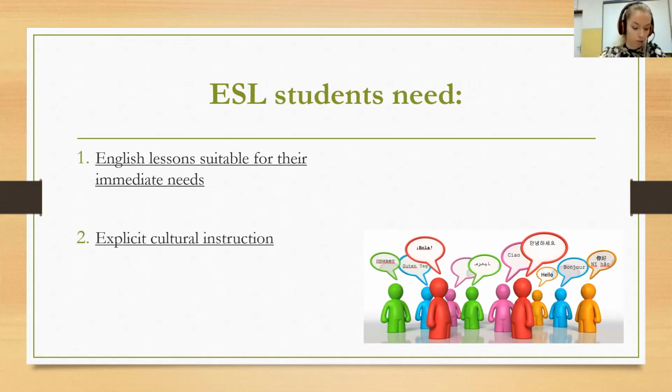Explicit cultural instructions. These students come from many different places and all are very different from one another. So we have to also teach them about cultural norms, to teach them how to get along in society, tell them how people see their culture, and to give them the background also of the culture that they live in. Bridges towards integration.